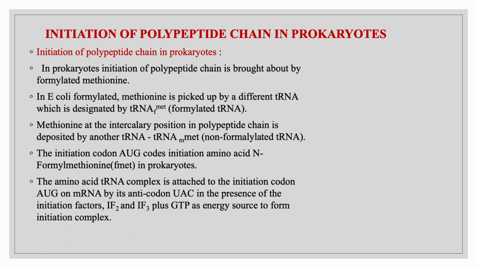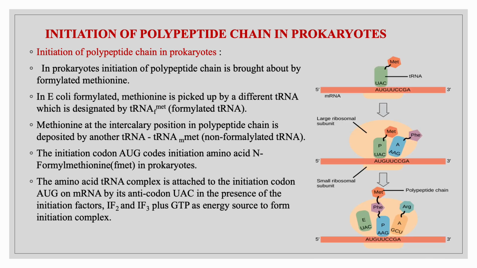The amino acyl tRNA complex is attached to the initiation codon AUG on mRNA by its anticodon UAC, in the presence of the initiation factors IF2 and IF3, plus GTP as the energy source, to form the initiation complex.